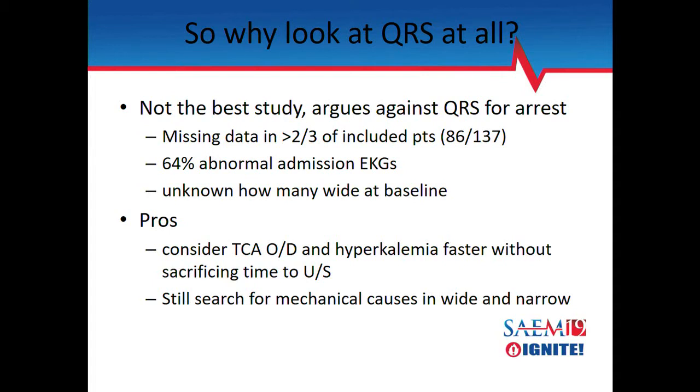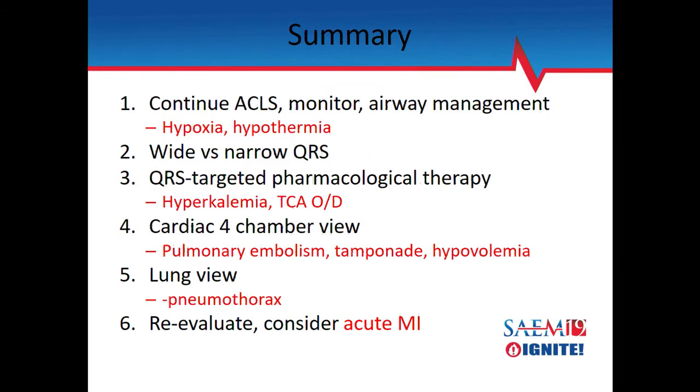It wasn't the best study by any stretch. 2/3 of their patient data was somehow missing, and 64% had abnormal EKGs at baseline. But it does give us a little bit of pause in using QRS. The argument that we have is you're considering the TCA overdose and hyperkalemia early.